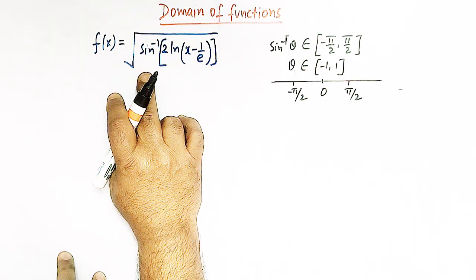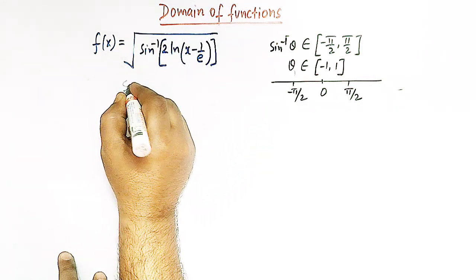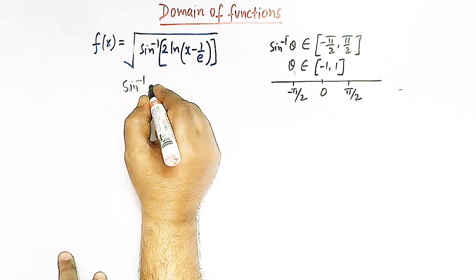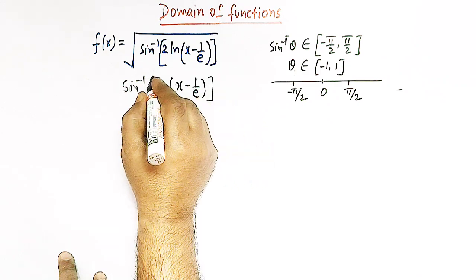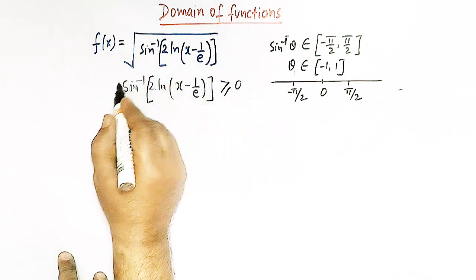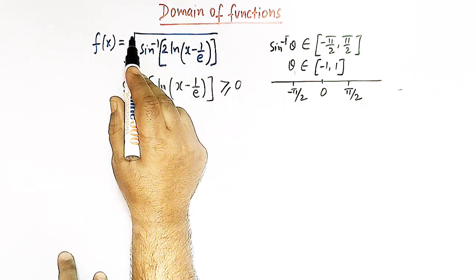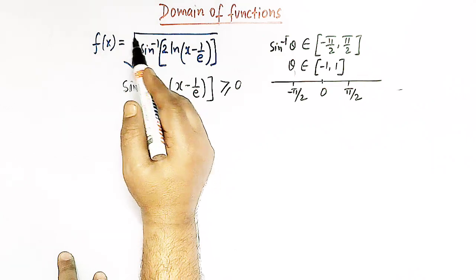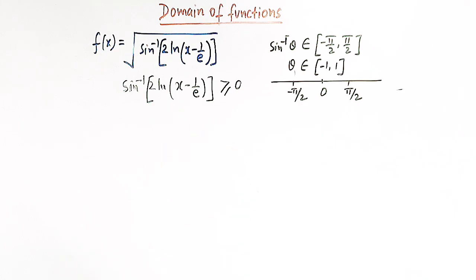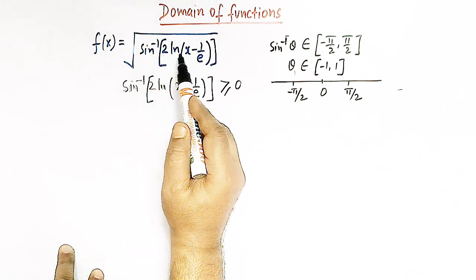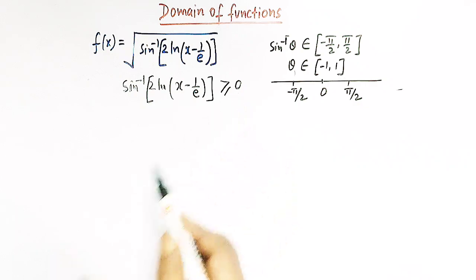So here the first condition is that this entire term which is under the square root sign has to be greater than 0. So sine inverse, that is 2 times natural log of x minus 1 over e, has to be greater than 0, or this entire term should be positive, because we cannot have a negative expression inside the square root sign, because in that case the number becomes a complex number. But here we are dealing with only the real numbers, right? So this term, that is sine inverse of 2 times natural log of x minus 1 over e, has to be greater than or equal to 0.